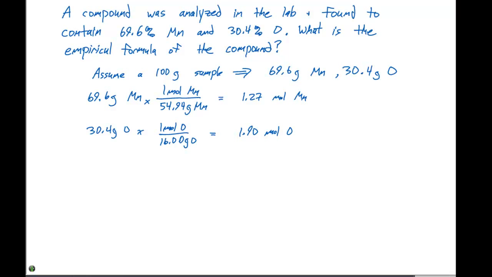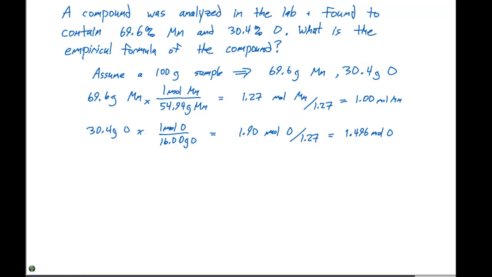So now we've determined the number of moles for each element, and we now need to divide by the smallest number of moles. So that's going to be the 1.27. So we're going to divide both of these numbers by 1.27. That gives 1.00 moles of manganese, and that's going to give 1.496 in terms of the moles of oxygen.